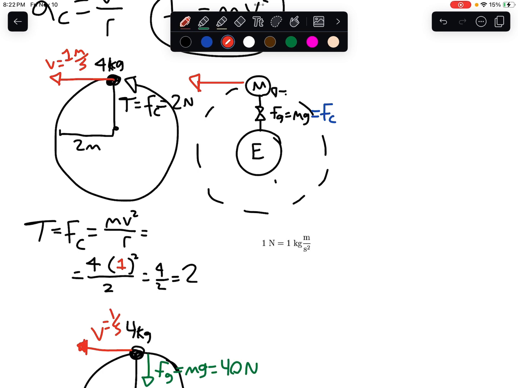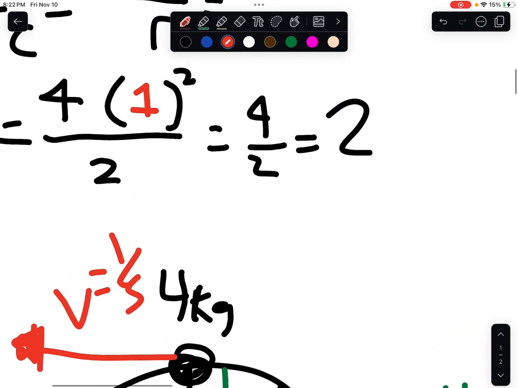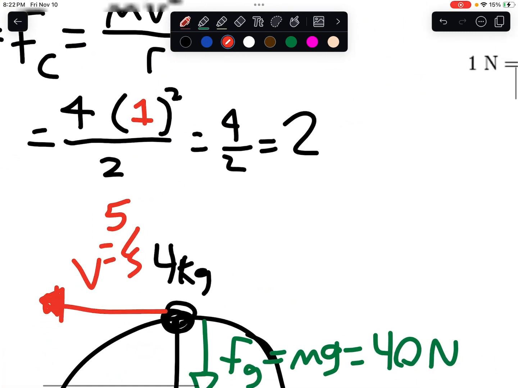And so if this time there's 40 newtons going downward, that's obviously going to overcome the tension. So we need to increase this, so that it won't just fall over. So let's make this 5 meters per second. Actually, let's make it something that will go into 2 nicely. So let's make it 4 meters per second.